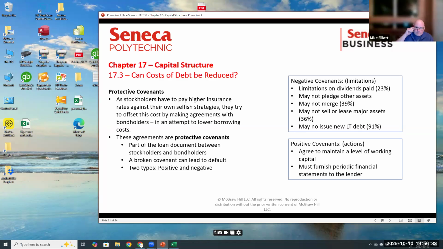Positive covenants, what you agree to. I will do this. I will maintain a certain level of working capital. I will furnish periodic financial statements to the lender. I will set up a board as you dictate and staff it with anybody you want to.